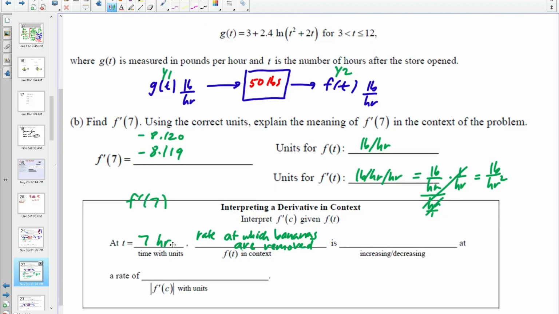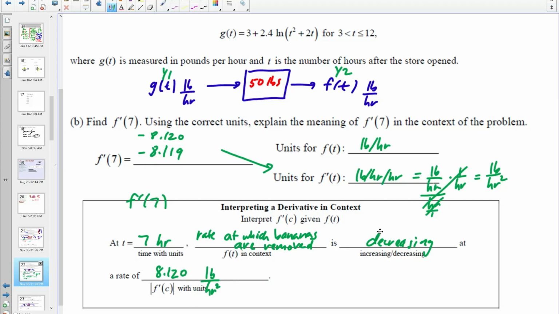So at time equals 7 hours, the rate at which bananas are removed is what? Is it increasing or decreasing? Well, this rate is negative, so you would say decreasing at a rate of, and then put this number, 8.120, okay? And you need the units. The units for f prime is pounds per hour squared, okay?